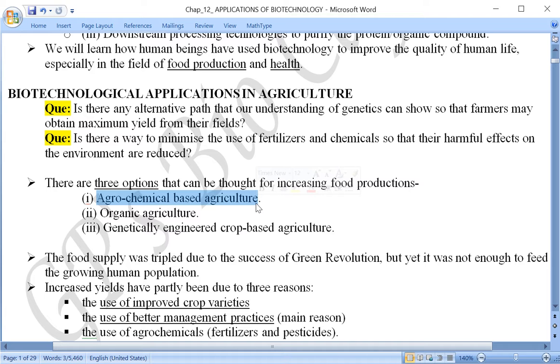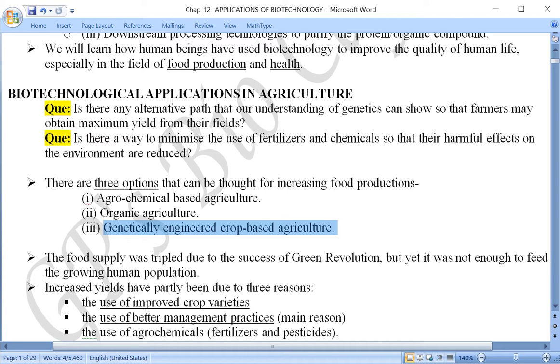Agro-based agriculture means chemicals are being utilized here, that is fertilizers and pesticides, which are not so cheap that each and every farmer can afford them. The second one is organic agriculture, where there is no use of any kind of chemicals, no fertilizer or any weedicide, fungicide, insecticide, etc. And the third one is the use of genetically engineered crop based agriculture. This is the best out of these three.